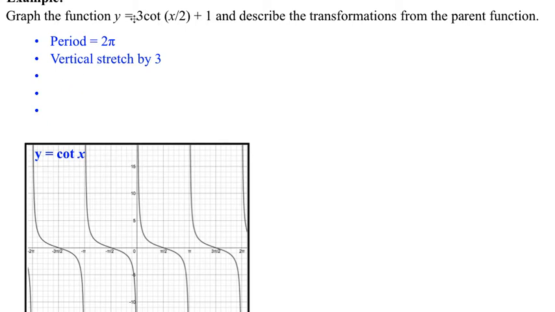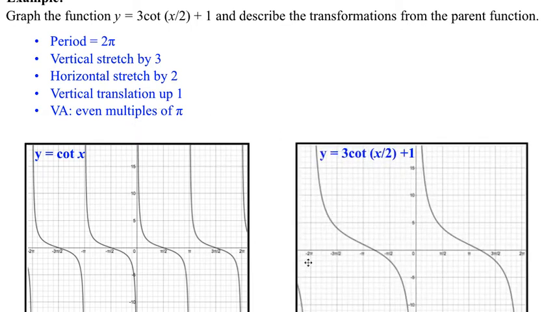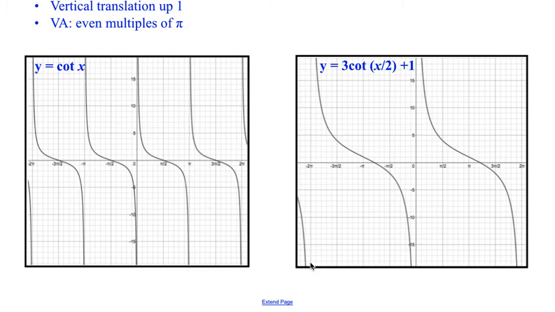So we also have the 3 outside the function, which is a vertical stretch. There's our horizontal stretch by 2. And then we also have a vertical translation up 1 unit. That's what the +1 is doing. And our vertical asymptotes will happen at even multiples of pi. So here's an example of what that curve will look like with all of those transformations.